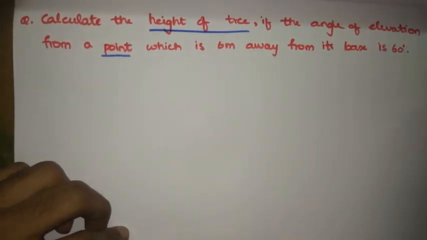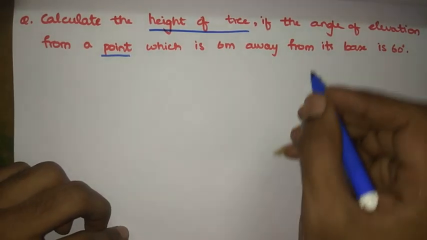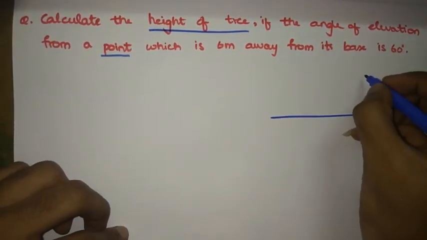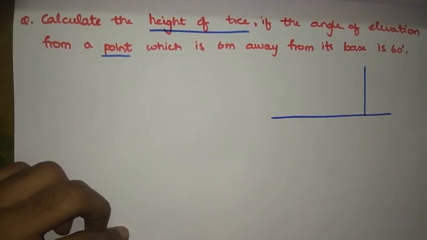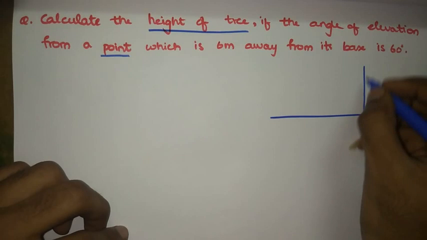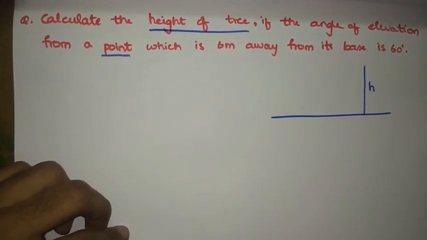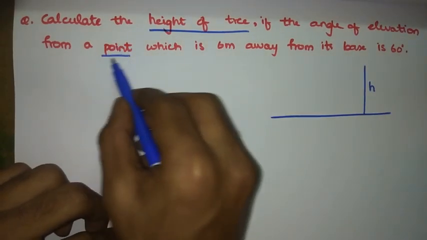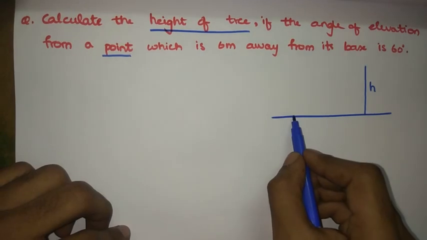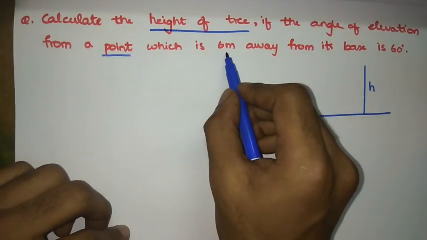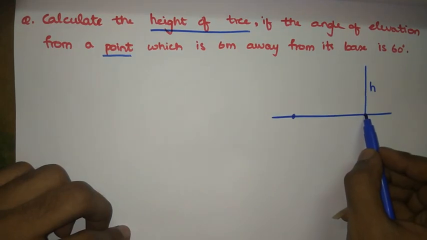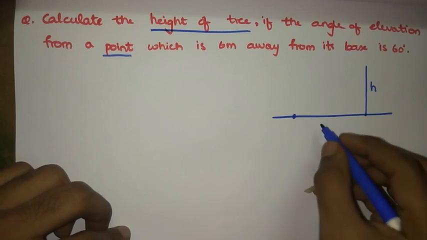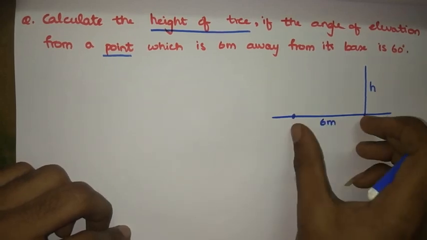So I'm drawing the figure. We need to draw a tree. It must be on the ground, right? So this is the ground and I'm drawing a tree, and I'll assume that the height of the tree is h. The height of the tree is h. And the angle of elevation is from a point. So there is a point here. This point is 6 meters away from the base. That means this distance is 6 meters here.